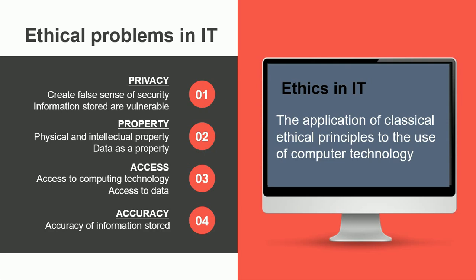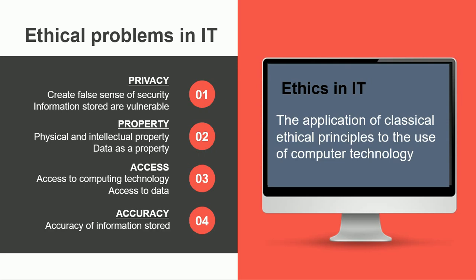Property. Property here refers to physical and intellectual property and, of course, data as a property. Intellectual property are copyrights, trademarks and patents. And the next problem is access. Access to computing technology and access to data is a problem here.